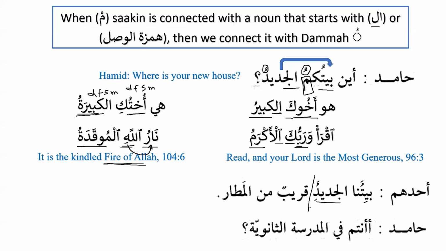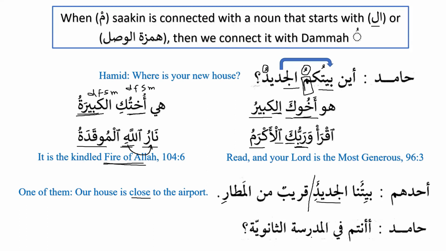So now we can see that the ending of the adjective will change according to the ending of the noun. So موصوف and صفة, as we know, have the same ending. بيتنا الجديد قريب من المطار. Our new house is close to the airport. We have learned that قريب means close, and it is also a ظرف.